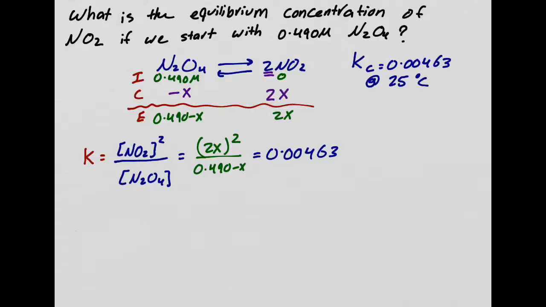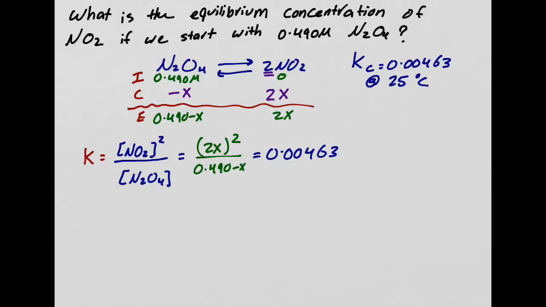I do an ICE table. Initially, I have this, none of that. Over time, this is going to go away. I don't know how much of it. And then for every N2O4 that goes away, 2 NO2 is going to form. So minus x and then 2x. And this will be my equilibrium concentration.